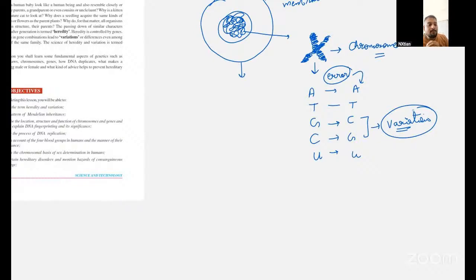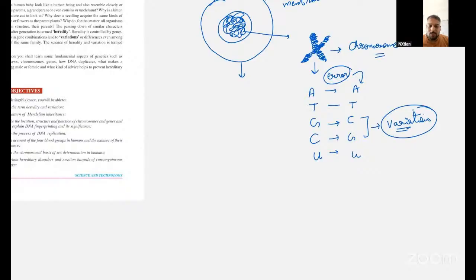Even though they look similar, like amoeba, a unicellular organism, it does binary fission. When the baby, the daughter cell, is there, the parent and the daughter cell will never be the same. They have little variation. Okay.